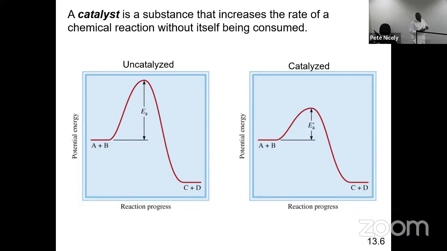So adding the catalyst will affect the activation energy. It will not affect the enthalpy, right? The difference in energy between the reactants and the products will still be the same, but the peak will decrease as far as the catalyzed reaction is concerned compared to the uncatalyzed reaction, right?